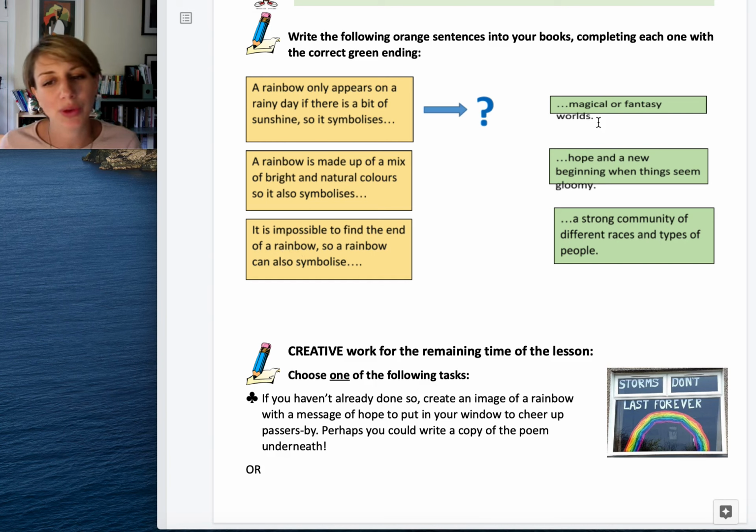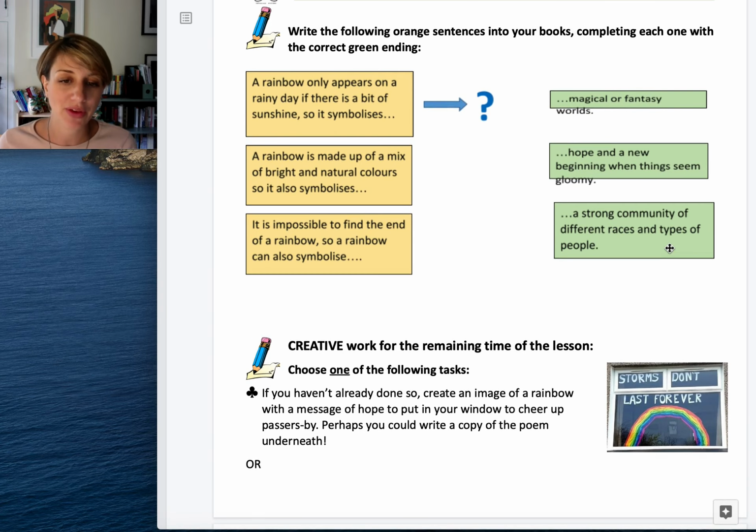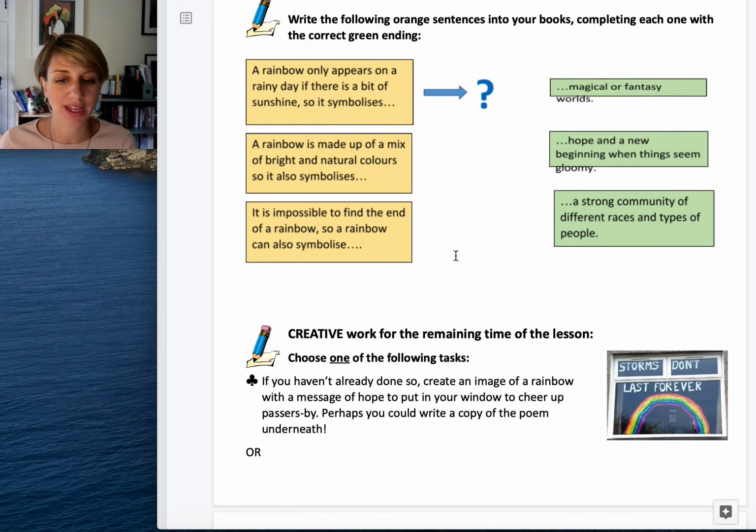Okay, and then you've got your options here. Magical or fantasy worlds, hope and new beginnings when things seem gloomy, a strong community of different races and types of people. Think about those, write the orange sentences and match them up to the end.